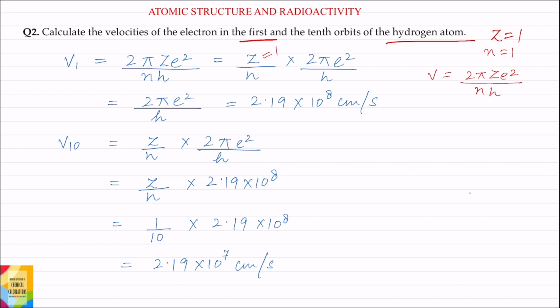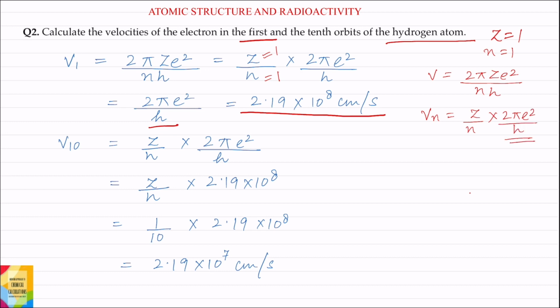For first orbit, n की वैल्यू है 1. Therefore, velocity in first orbit will be equal to 2 pi e square by h, and this is equal to 2.19 into 10 to the power 8 centimeter per second. अब किसी भी ऑर्बिट में अगर हमें वेलोसिटी निकालनी है, सपोज nth ऑर्बिट, तो Vn will be equal to z by n into 2 pi e square by h.